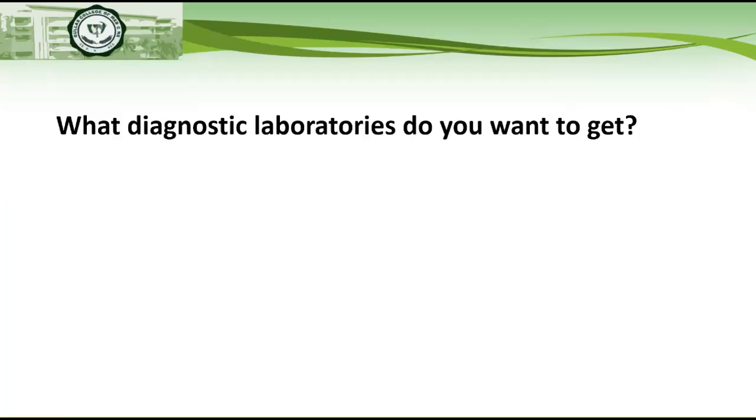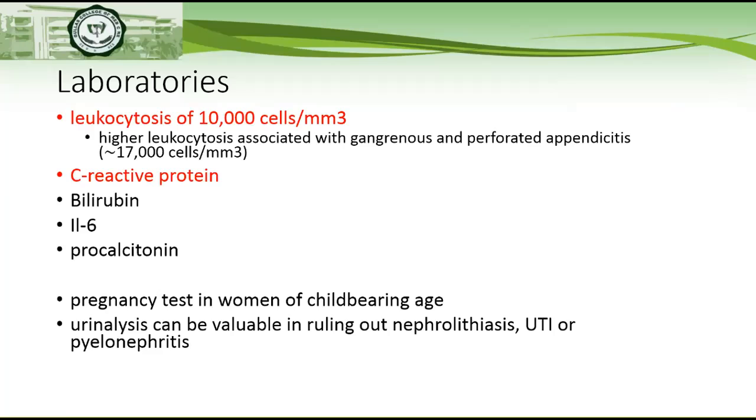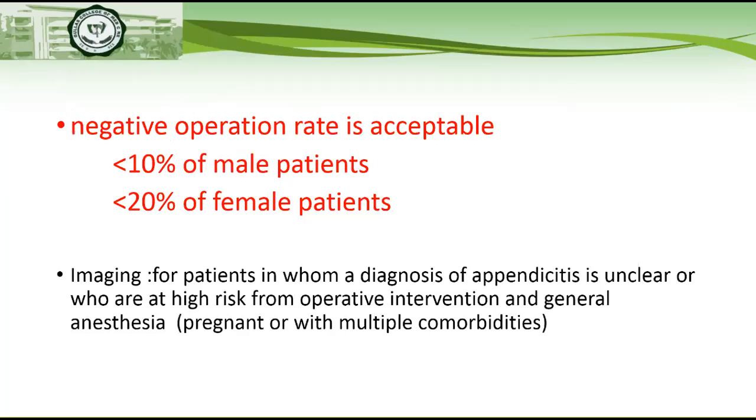Now, what diagnostic laboratories do you want to get? What are significant for appendicitis? A leukocytosis of 10,000. Higher leukocytosis is associated with gangrenous and perforated appendicitis. C-reactive protein, bilirubin, procalcitonin. And in women of childbearing age, you get your pregnancy test. And urinalysis is to rule out nephritis, UTI, or pyelonephritis. A negative operation rate is acceptable in less than 10% of male patients and less than 20% of female patients.